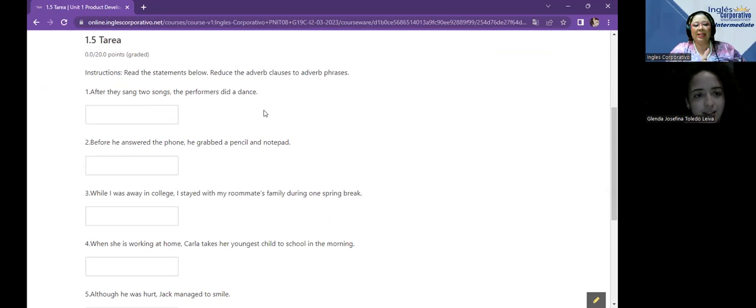What do we have to do here? Read the statements below. Reduce the adverb clauses to adverb phrases. Acordémonos que habían tres reglas, ¿verdad? O tres condiciones. Una era que después del adverbio de tiempo va un sujeto, ¿verdad? El sujeto tiene que ser igual que el de la otra oración, exacto. Y el verbo en cualquier tiempo verbal diferente de be, le vamos a poner ing. Pero si es verbo be, lo vamos a eliminar junto con el sujeto. ¿Verdad? Eliminamos el sujeto y el verbo be. Vamos a ver cómo quedaría entonces la primera. After they sang two songs, the performers did dance.